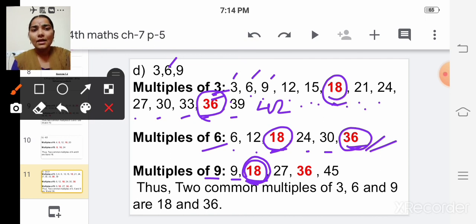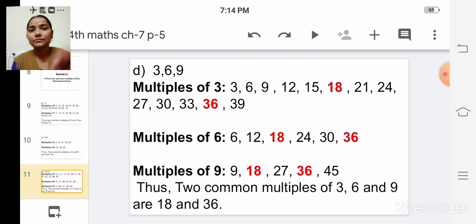18 plus 9 is 27. 27 plus 9 is 36. So we got the second common multiple. So we can stop the process here itself. So what are the common multiples? 18 and 36. Thus two common multiples of 3, 6 and 9 are 18 and 36. Have you all understood, children?